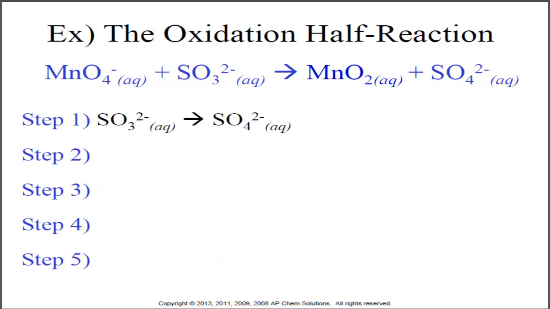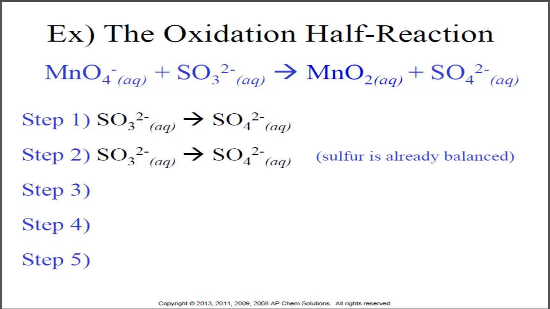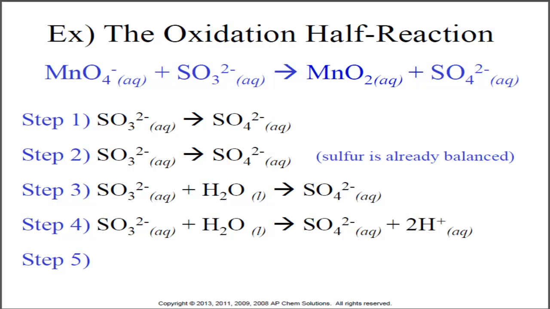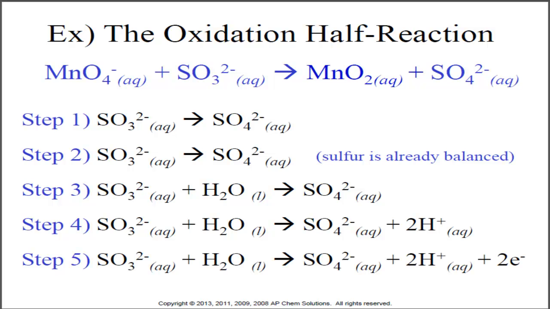Alright, let's look at our oxidation half reaction. So we have our sulfite going to sulfate. So now balance everything except for O and H. Sulfur's already balanced. Now we're going to balance O by adding waters. So we need to add 1 water here on the reactant side. Now we're going to balance our hydrogen by adding H+. So we need to add 2 H+ to our product side. And now we need to add electrons to balance out charge. So electrons are going to be added to our products here to balance out our charge.